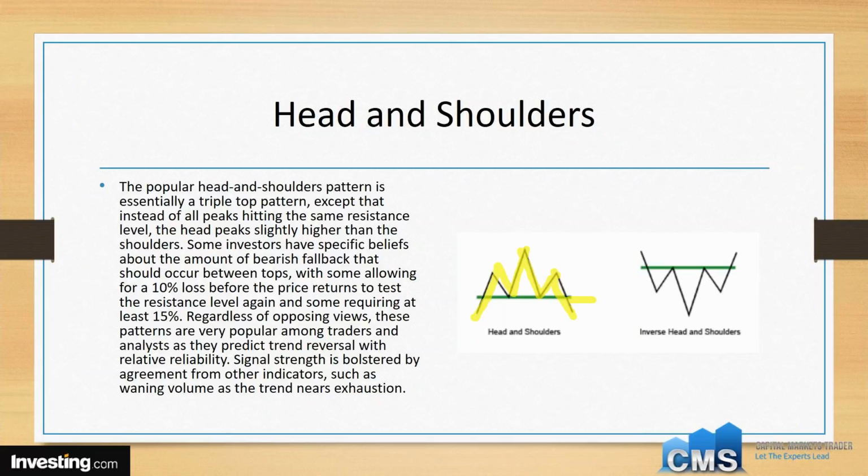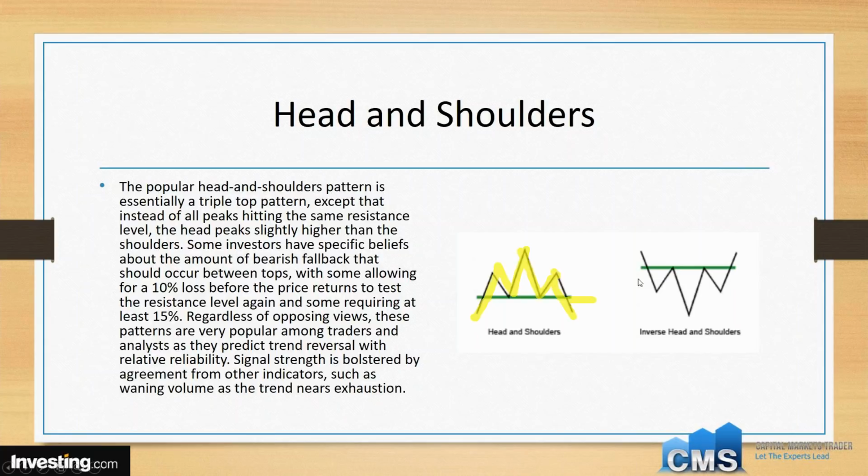Okay. Now, some investors have specific beliefs about the amount of the bearish fallback that should occur between the tops, with some allowing for a 10% loss before the return to test the resistance level, and some requiring at least 15%. Regardless of the opposing views, these patterns are very popular among traders and analysts as they predict trend reversal.